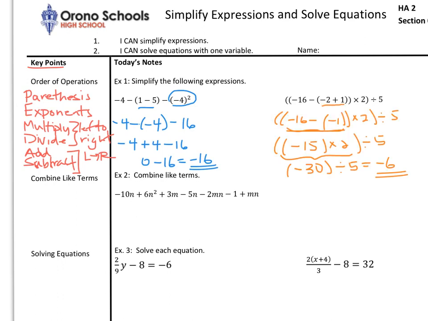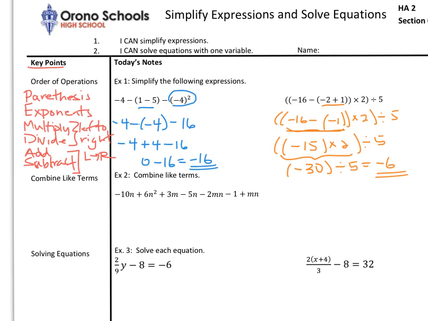By chance, did you get negative 6? This one was kind of tricky. There were lots of parentheses. If you worked inside out, I recognized that negative 2 plus 1 was equal to negative 1. That eliminated that innermost parenthesis, but then we had negative 16 minus negative 1, which that double negative changed to plus, and I got negative 15 times 2, which was negative 30. Finally, I did the divided by 5 on the outside of the parenthesis and got negative 6, using the order of operations to simplify expressions.